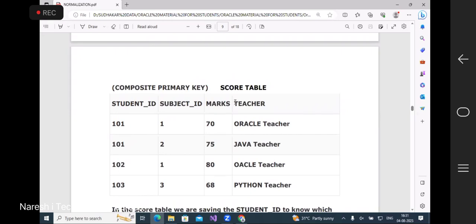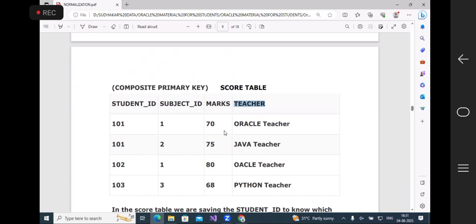Suppose you find a column like that in your table designing phase, then those columns I need to separate. Separate means I have to perform decomposition on this table. So this score table data I want to split into 2 tables. In one table you keep your fully dependent columns, and in another table you separate the partially dependent columns.